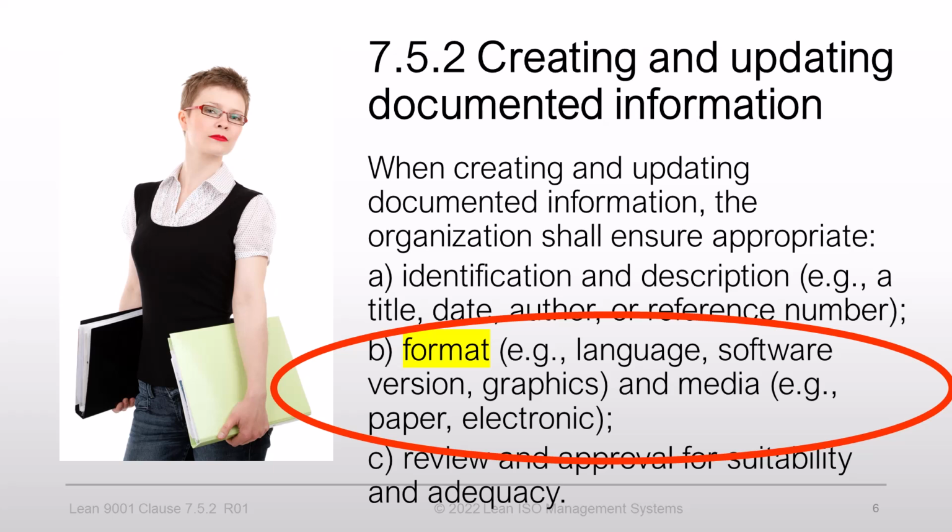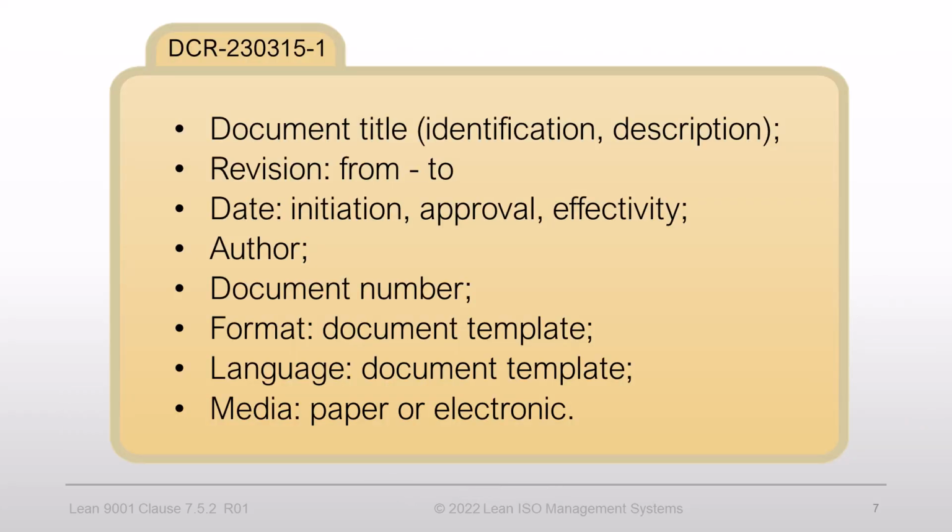Often companies address these requirements for identification and description in a couple of ways, within the documentation system and procedures themselves. There are many abbreviations for documentation change processes: change order, change request, change notification, and others. In our system, we call it a documentation change record or DCR. So, our DCR contains all this information. Document title as the description. Revision, from the previous to the new one, as identification. Dates of initiation, approval, and effectivity. Author name. Document number, if you use numbers.